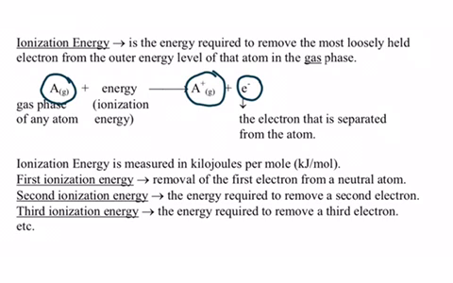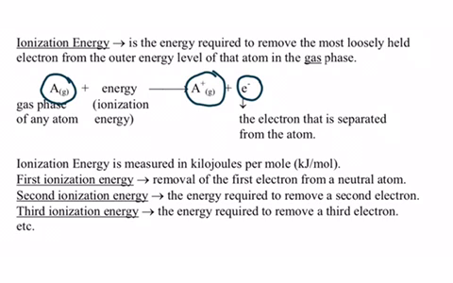Now, this energy is measured in units called kilojoules per mole. And what I'm going to show you in a moment is that you're not limited to just removing one electron. You can remove a second or a third. The energy required to remove that first electron is called the first ionization energy. If you remove a subsequent electron, the second one would be called the second ionization energy. If you remove the third, it will be the third ionization energy, etc.